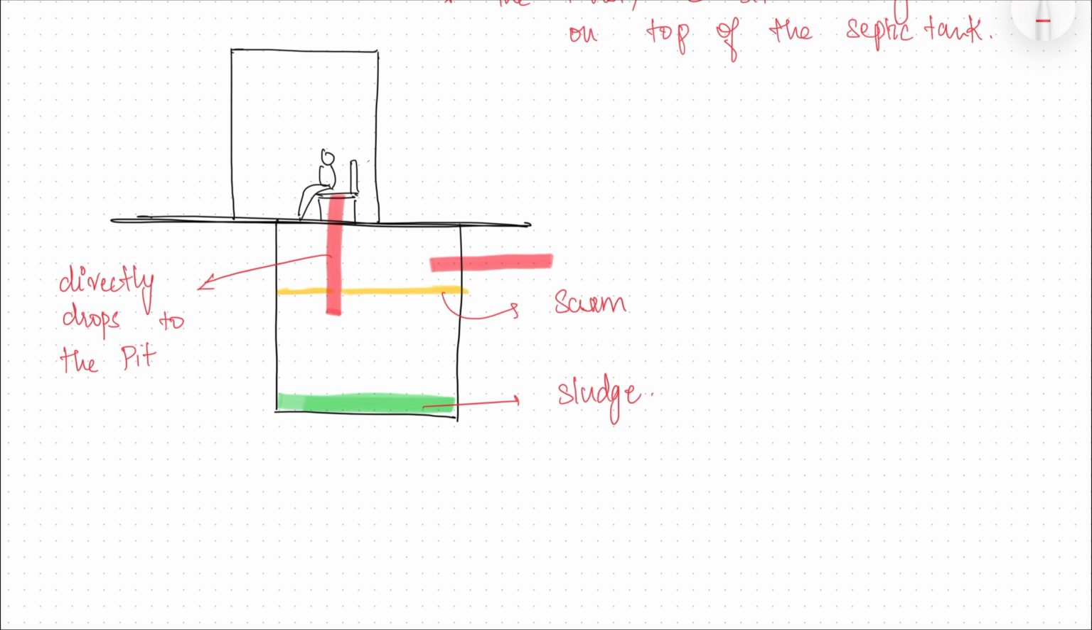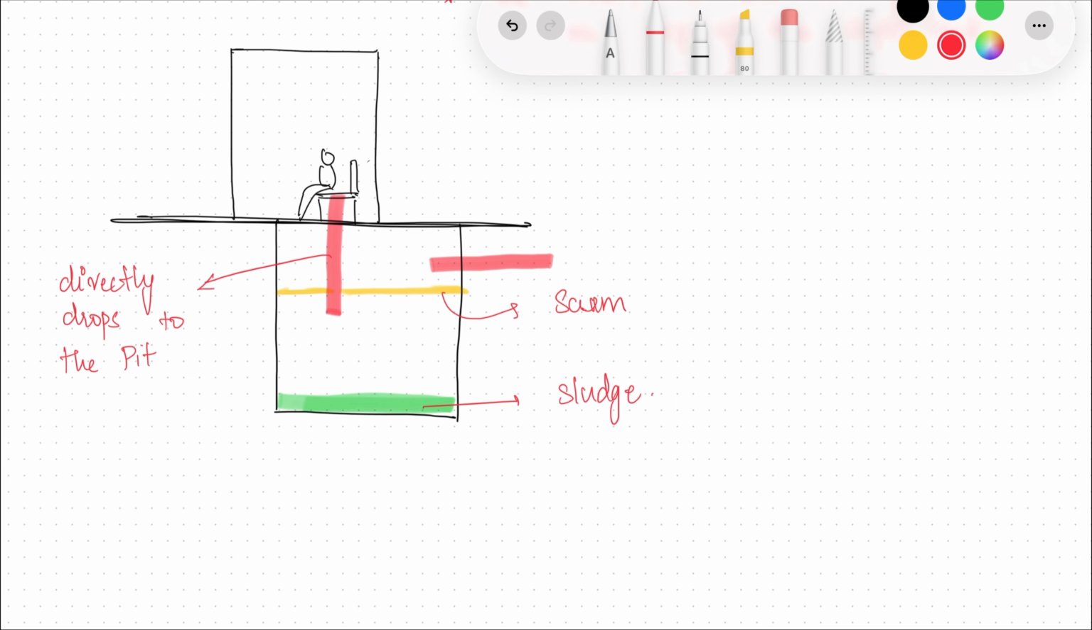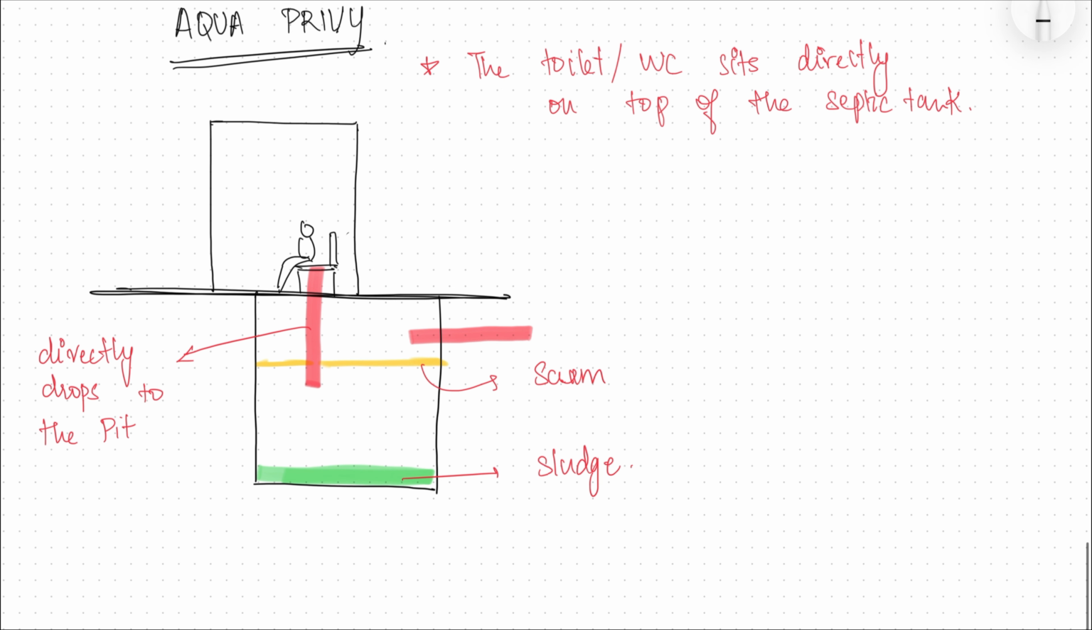And before talking about what a soak pit is, since I told you Aqua Privy is nothing but a variation of septic tank, this is also again an anaerobic reaction. And whatever this outlet pipe, it leads to your soak pit. Now, what is a soak pit?